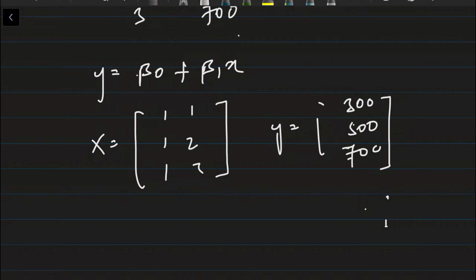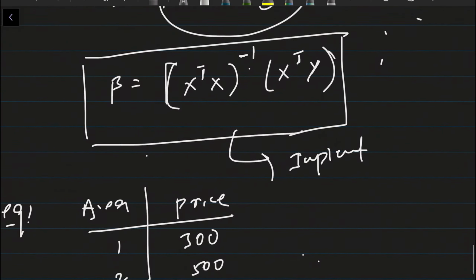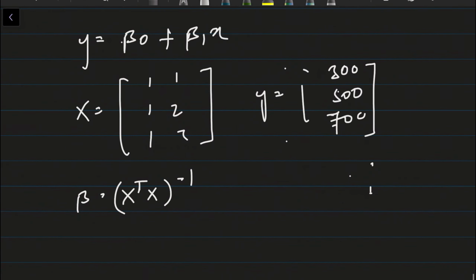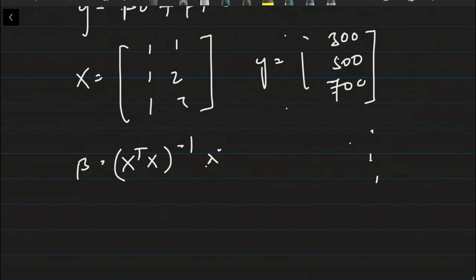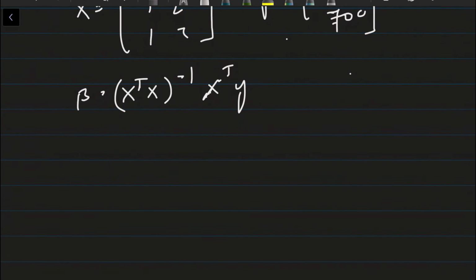So we write the input features in the matrix x with a column of ones for the bias term. For the bias term we'll be writing the first column as ones. So we need to implement this: beta equal to (x transpose x) whole inverse, x transpose y. We need to implement this. All right, so here let's implement this.